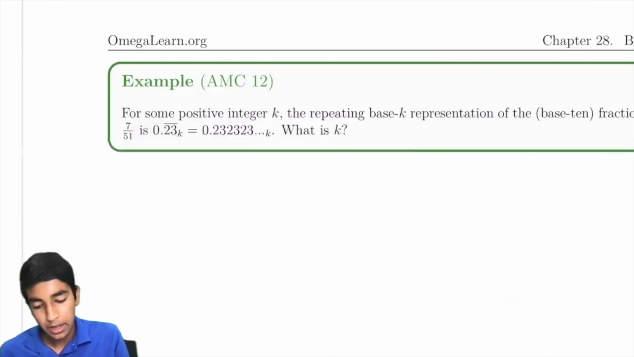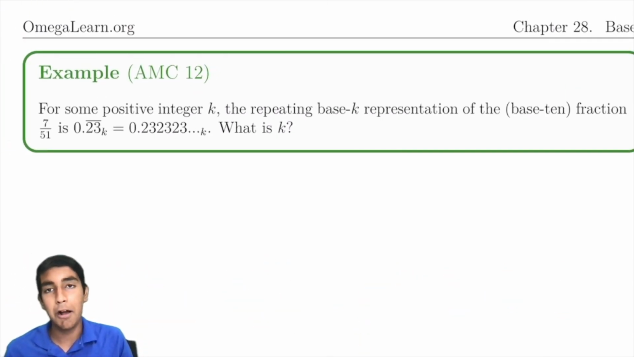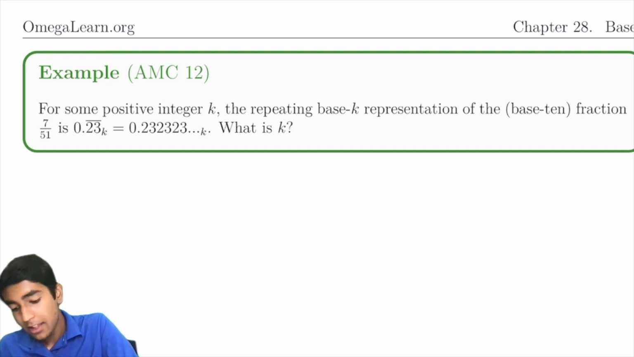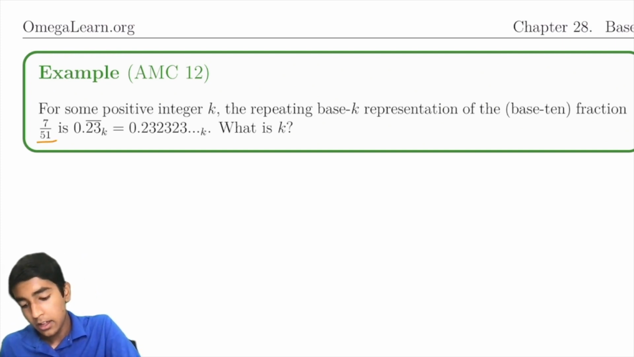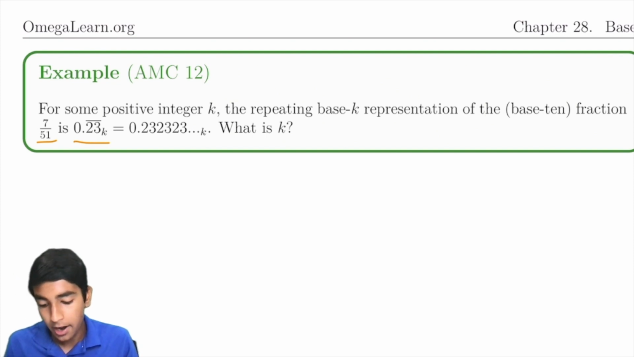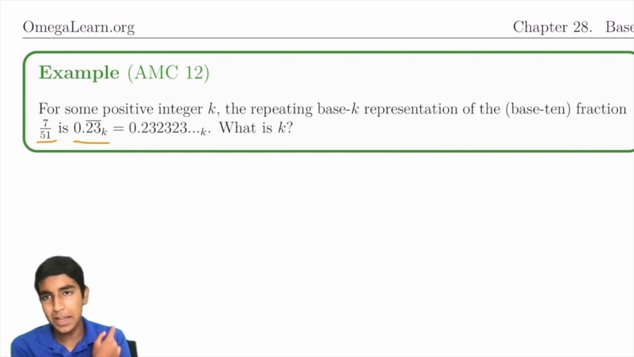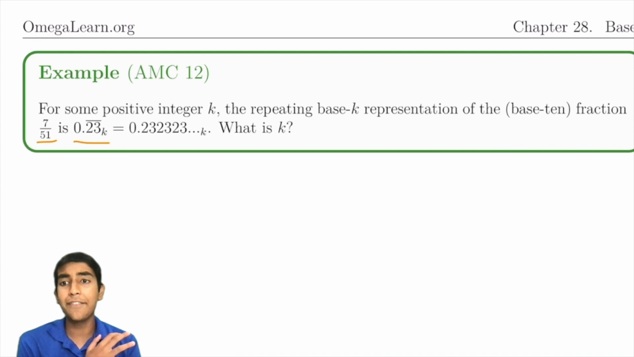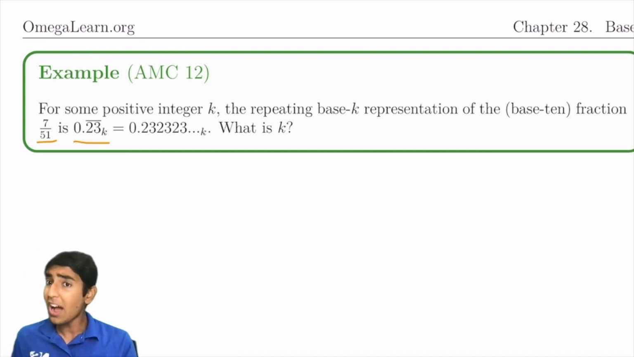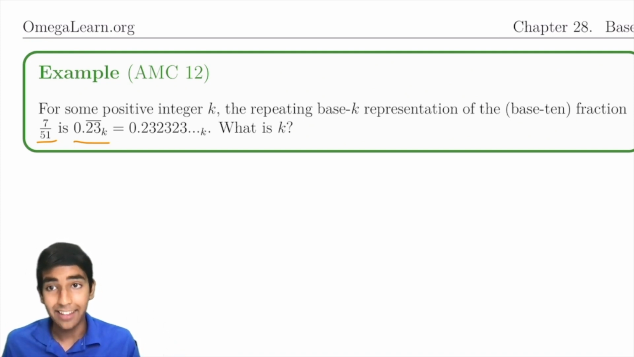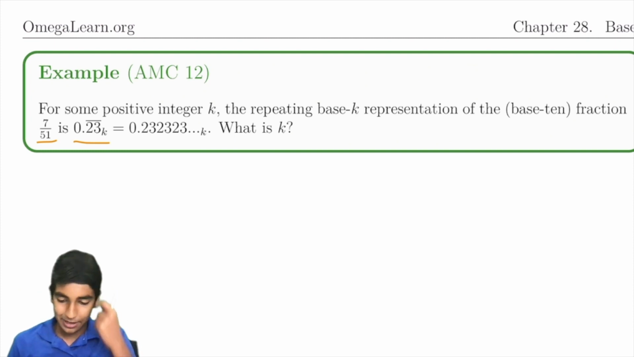Okay, that's a cool thing, but now let's solve an actual AMC problem that uses this. For some positive integer k, the repeating base k representation of the base 10 fraction 7 over 51 is 0.23 bar k. Now you might be confused. So now we have decimals in base, but we also have repeating decimals? Yes, but don't worry, it's not that scary.